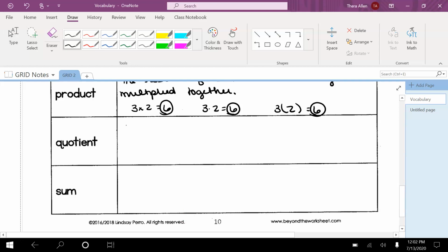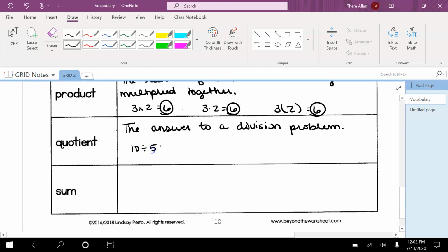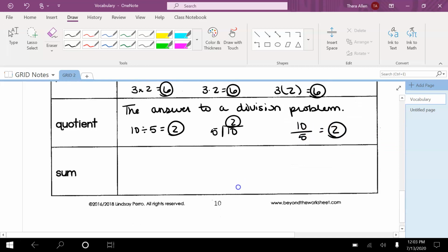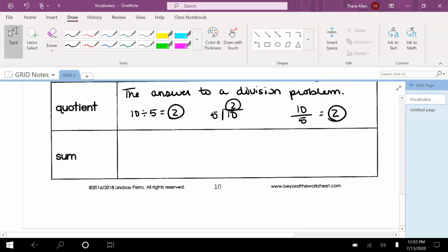Quotient: the answer to a division problem. Okay. Let's use that same problem that we had at the beginning. I believe it was 10 divided by 5 equals 2. Here's our quotient. And finally, the sum: the result of adding two or more numbers.